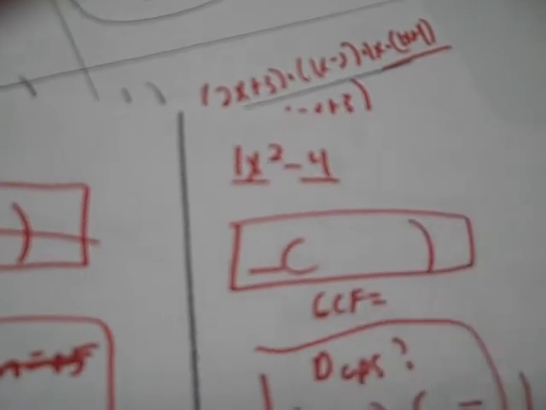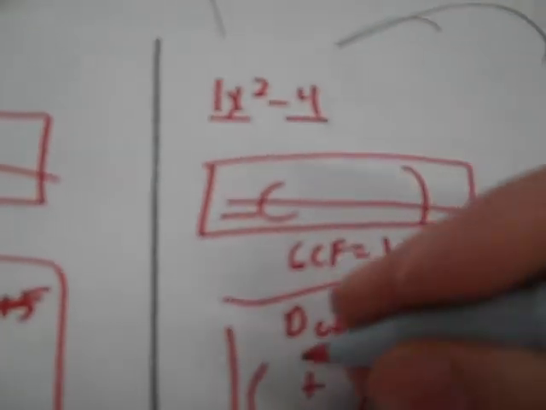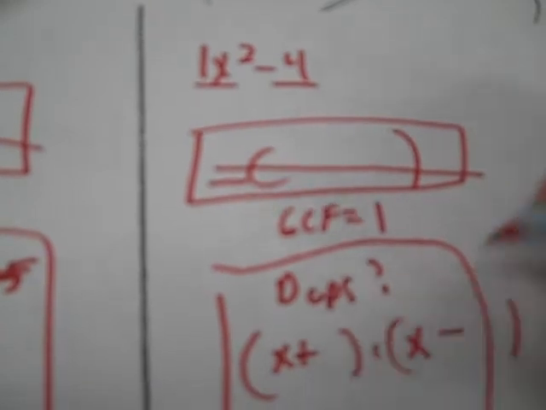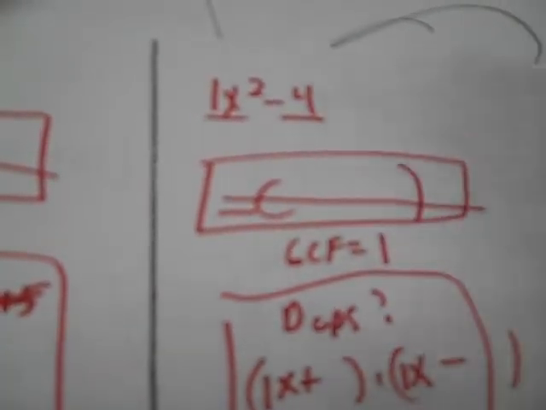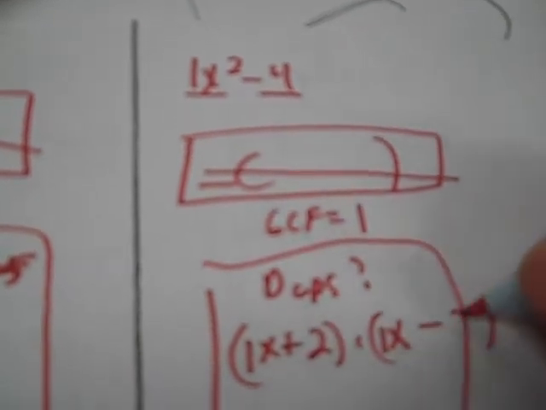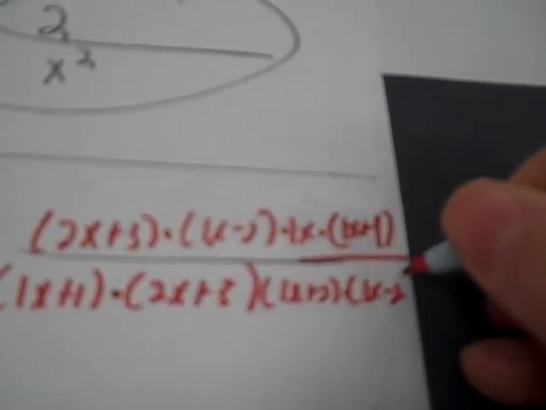GCF, negative in front, nope. X on everything, nope. 1 and 4 was 1. Got the minus, x is to the second. 1 is a perfect square, that's on the board. 4 is a perfect square, that's 2 times 2. So I rewrite that as 1x plus 2 times 1x minus 2.